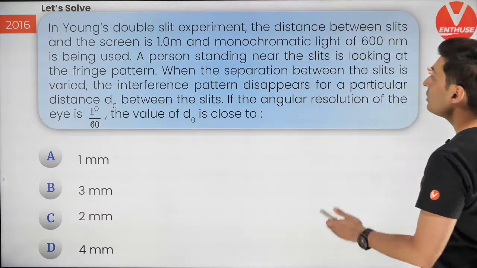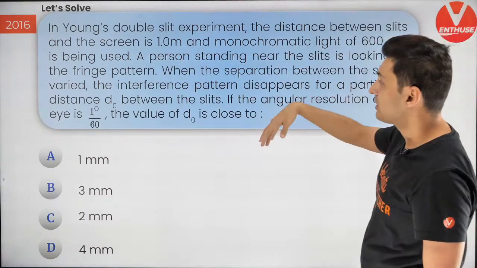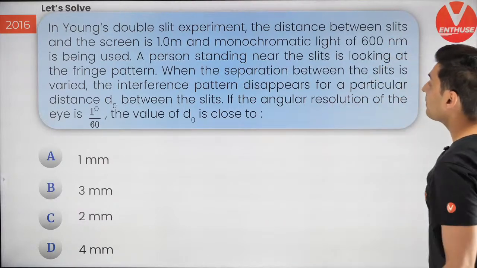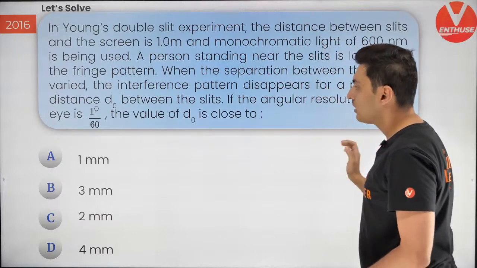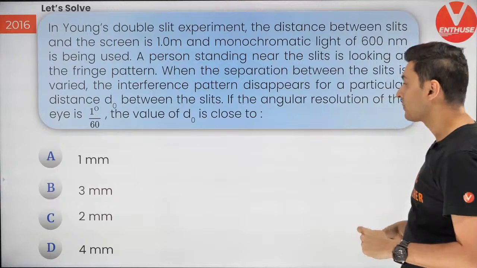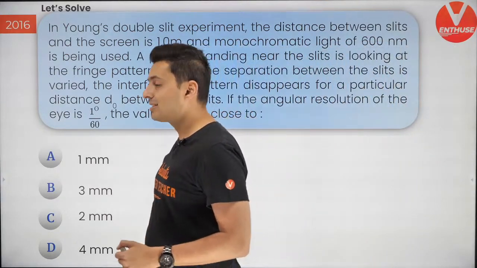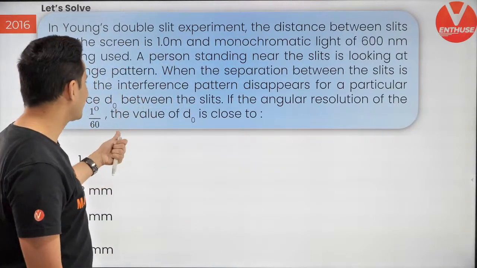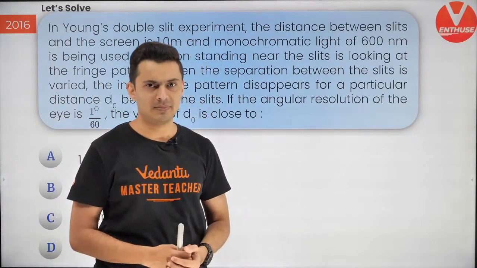A person standing near the slits, looking at the pattern, sees the separation between the slits is varied, and the interference pattern disappears for a particular distance d0 between the slits. Yes, the interference pattern disappears for a particular distance between the slits, small d, that d is d0. The angular resolution of the eye is 1 by 60 degrees. So what is the value of the distance between the slits? Now let's try and understand what this is.